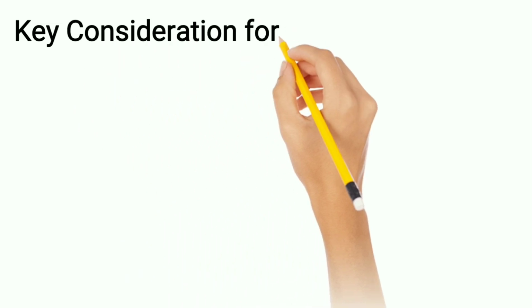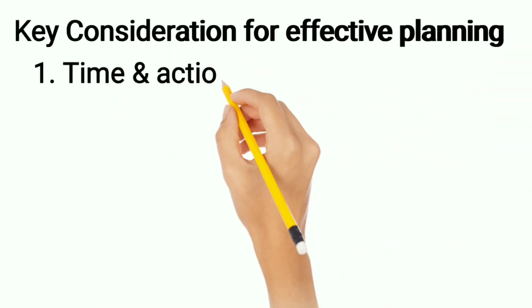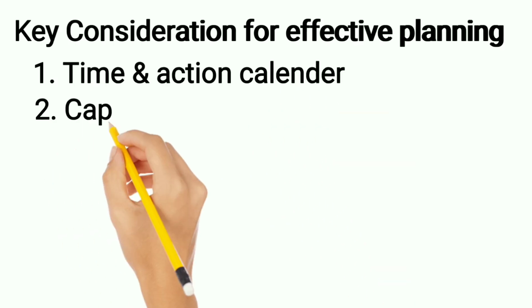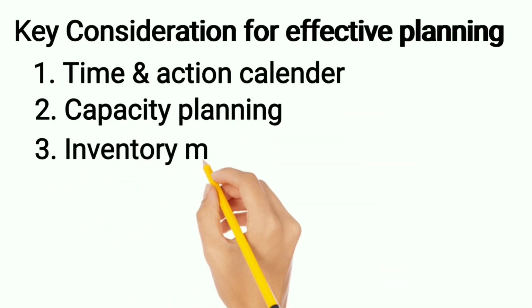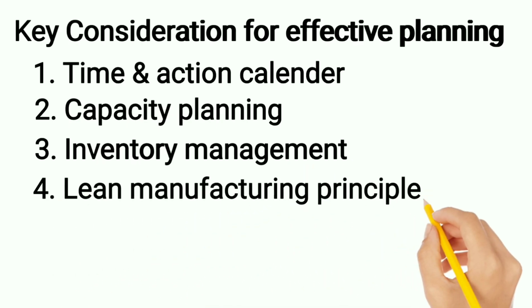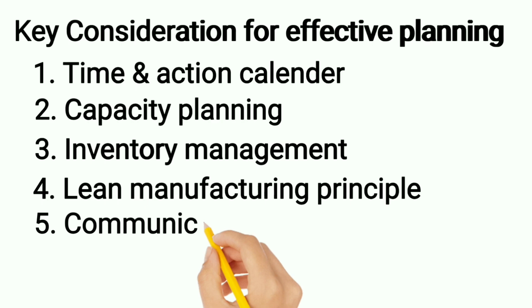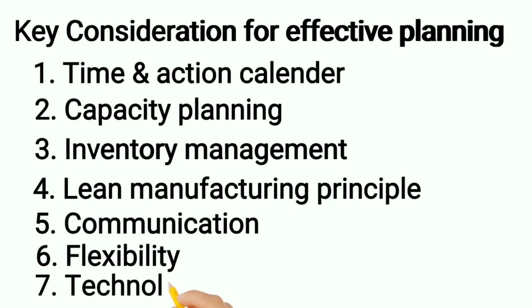Key considerations for effective planning: time and action calendar, capacity planning, inventory management, lean manufacturing process principles, communication, flexibility, and technology. All of these are needed.